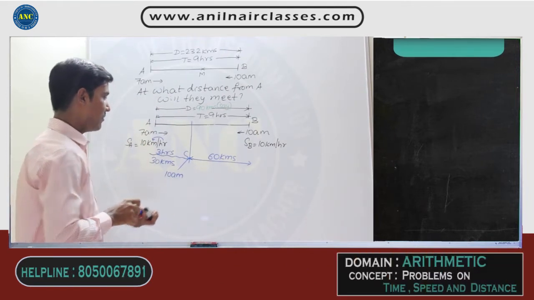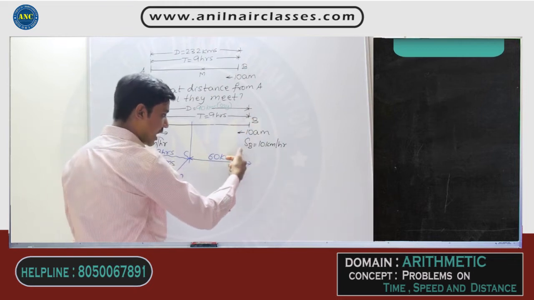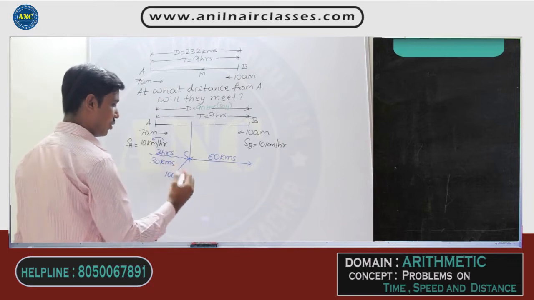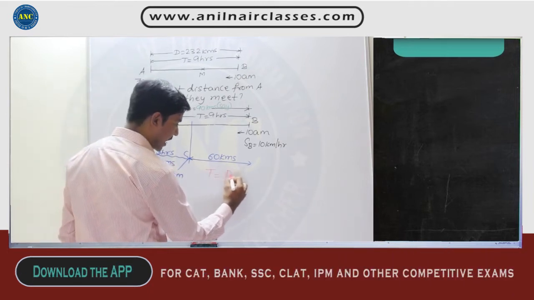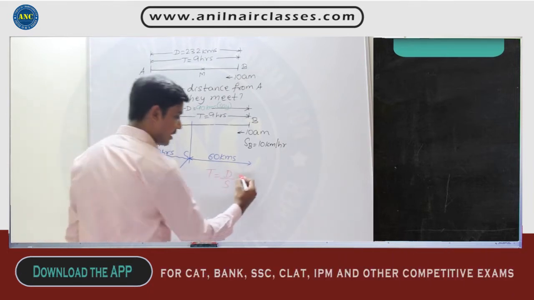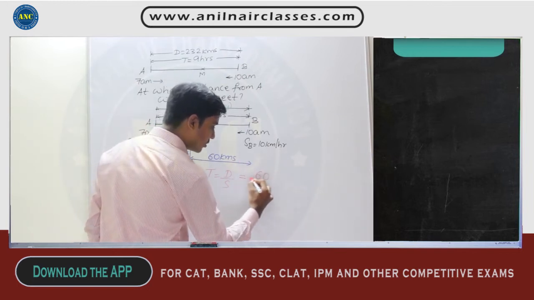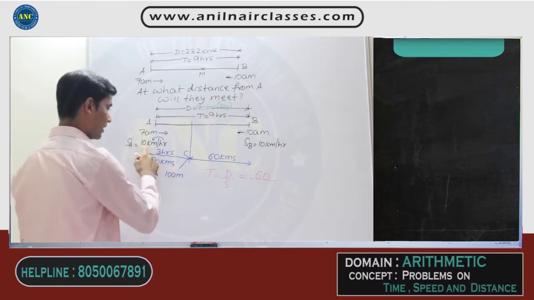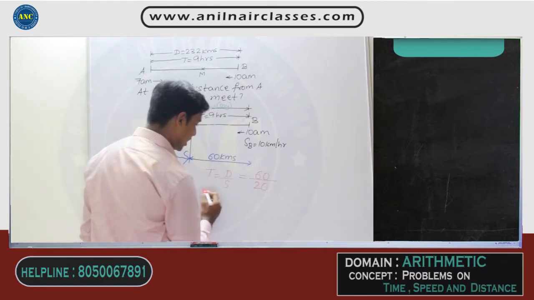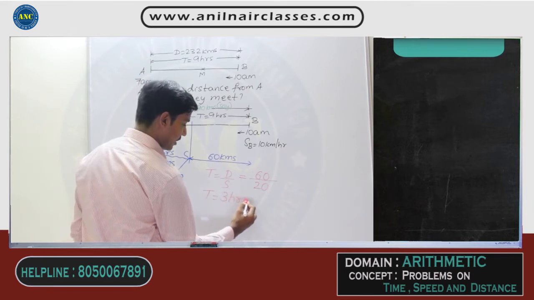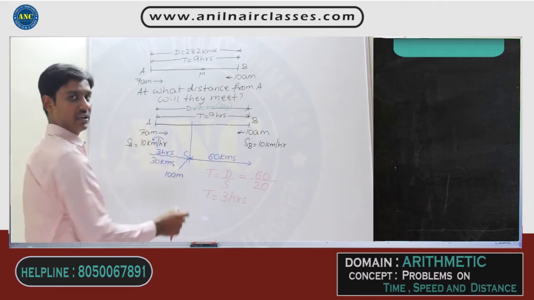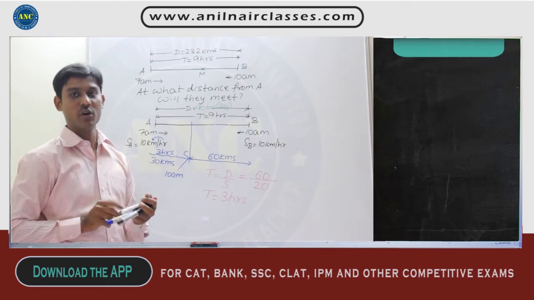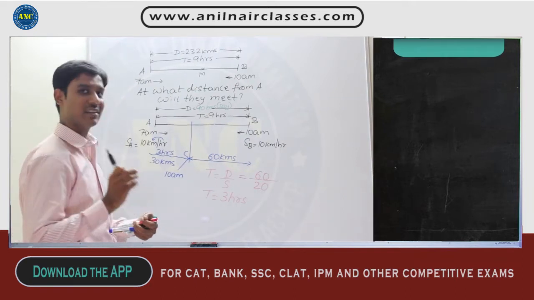That means train A will continue like this, train B will start from this end, and both together need to travel the remaining 60 kilometers. Now same logic: speed is equal to distance by time, time is equal to distance by speed. Both together need to travel 60. Speed is nothing but, when they are in opposite directions, the sum of the speeds: 10 plus 10 is 20. 60 by 20 is nothing but 3 hours. That means from this point C they both will travel for 3 more hours and that will become the meeting point of both the trains.